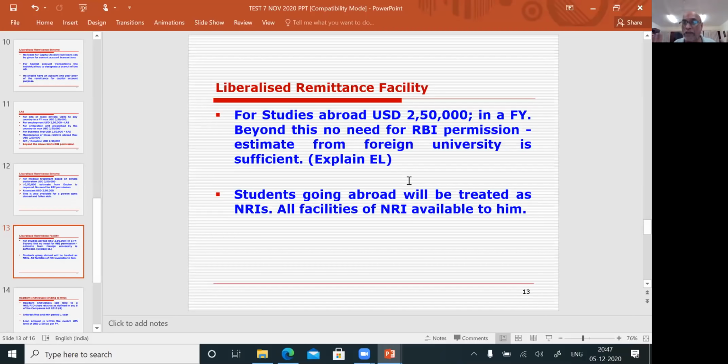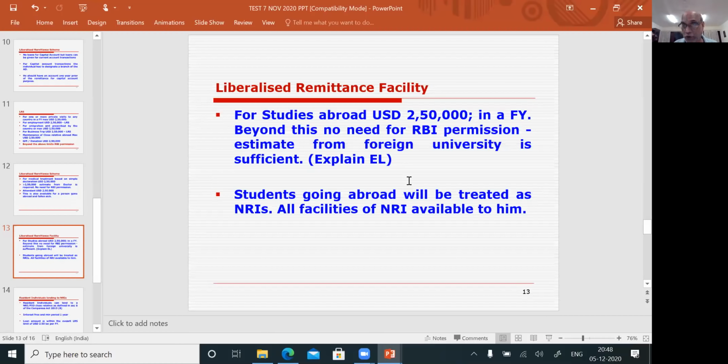Studies up to 2,50,000 you can release. He says, I'm going abroad, I'm going to join this university. Simple declaration. Don't ask him to show his admission card, etc. That is none of your business. He has to show you a visa, he has to show you a passport, and he should give a declaration: I'm going abroad for education purpose.